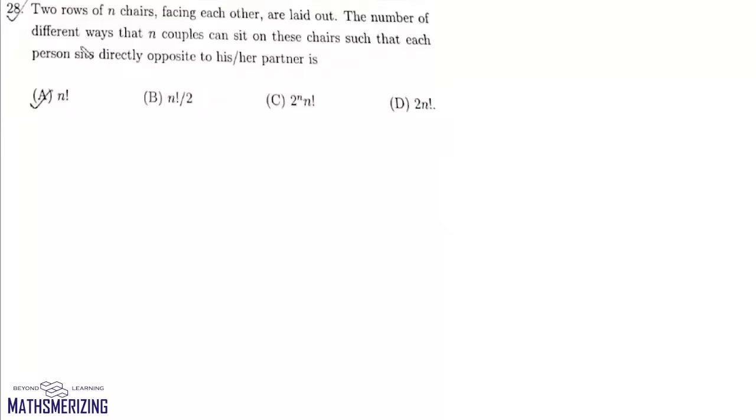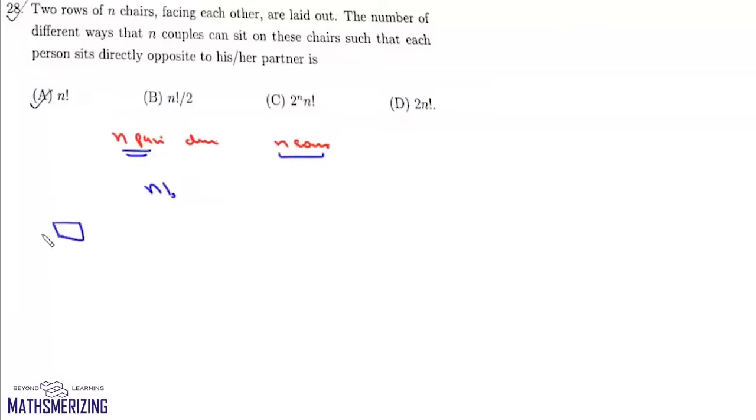Now question number 28: 2 rows of n chairs facing each other are laid out. The number of different ways that n couples can sit on these chairs such that each person sits directly opposite to his or her partner. Now we have n pairs of chairs and we have n couples. These n couples can be arranged in n pairs in n! ways.